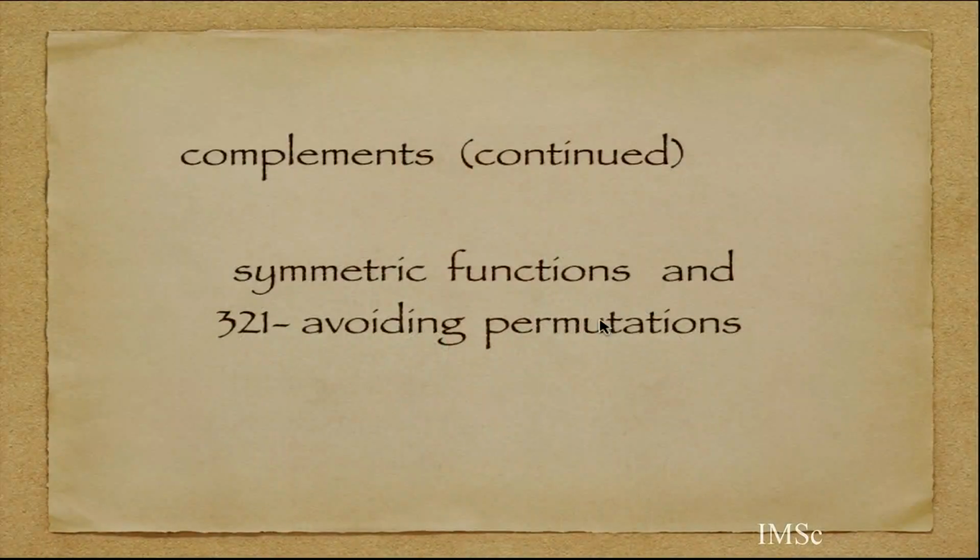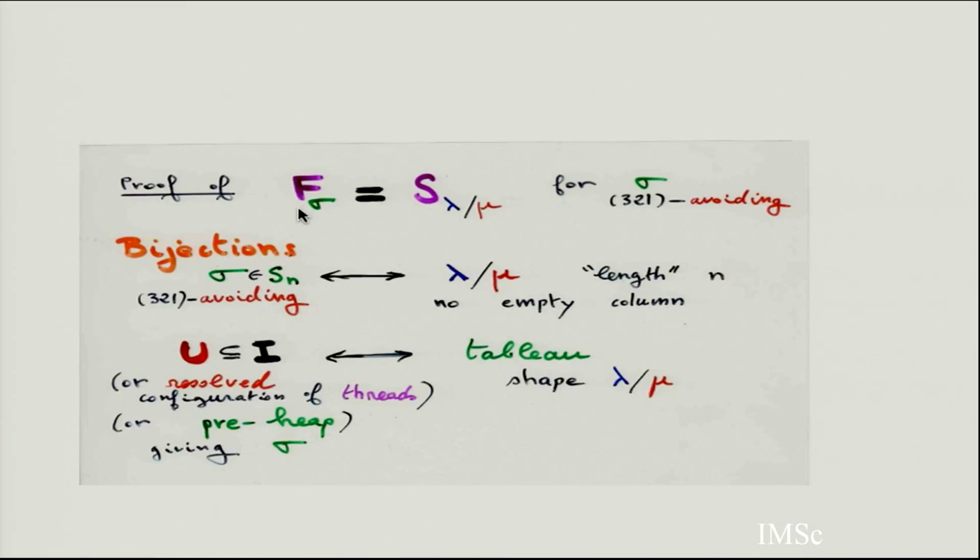And I claim that this Schur function is exactly the F sigma for sigma, in the case of a permutation which is 3-2-1 avoiding. It's because there is a bijection between 3-2-1 avoiding permutations and skew Ferrers diagrams, or a bijection between this subset U configuration of the resolved set and the pre-heap. So, I repeat, there is a bijection between 3-2-1 avoiding permutations and skew Ferrers diagrams. This is what we have seen today: the skew Ferrers diagrams with non-empty columns are exactly in bijection with the reduced heaps, or with the fully commutative elements, which are in bijection with 3-2-1 avoiding permutations.